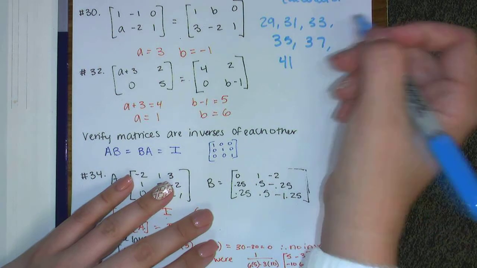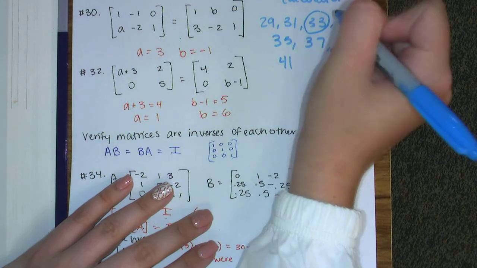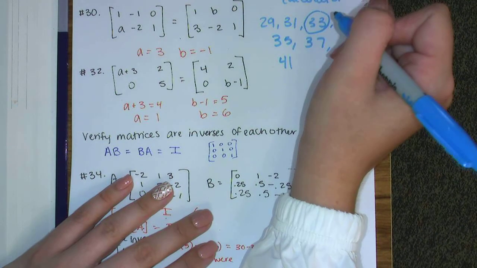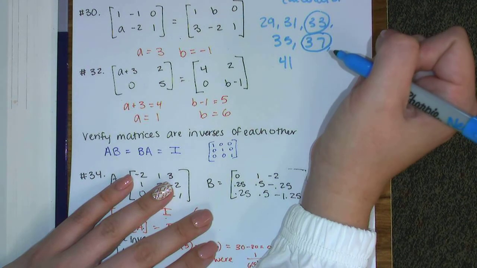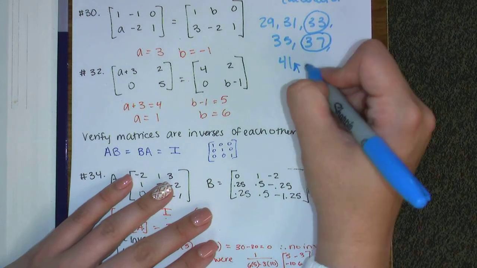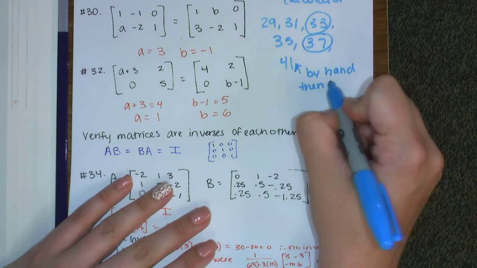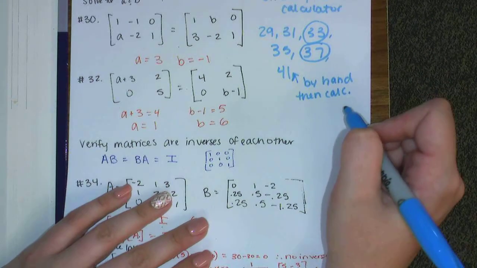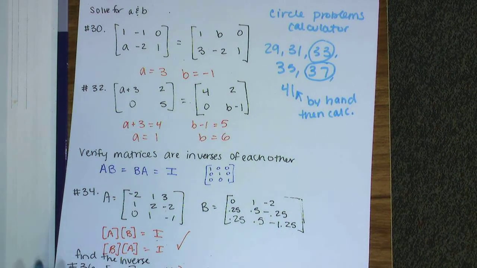That looks good. All right, so 33 can be done on a calculator. 37 can be done on a calculator. 41, I want you to do it by hand, then calculator. You have to do it by hand, then you can show it on the calculator, just so that I can see that you understand that going forward and everything.